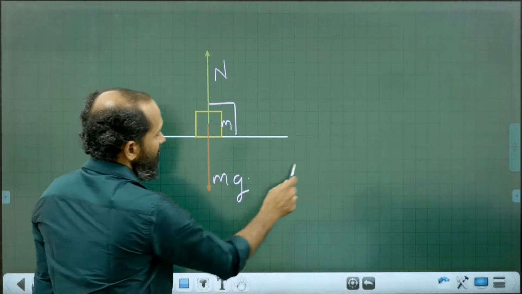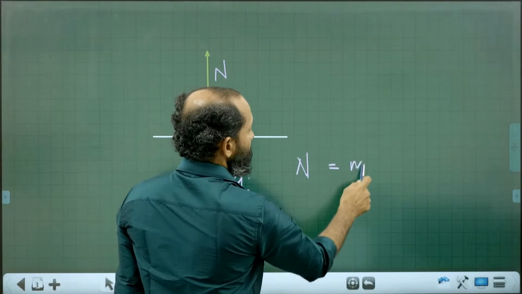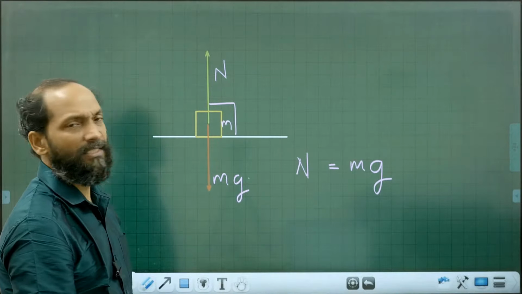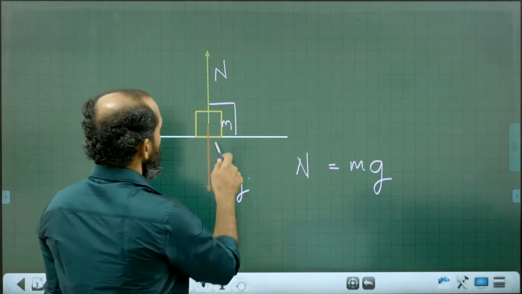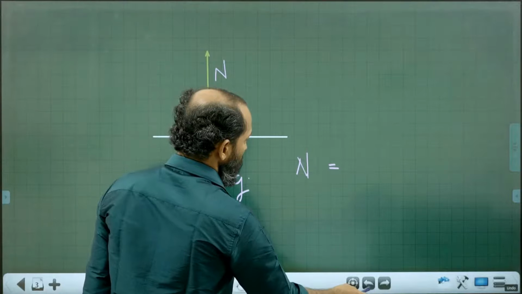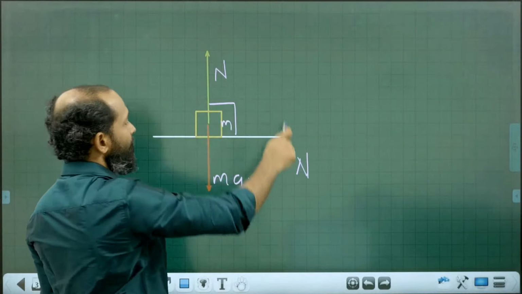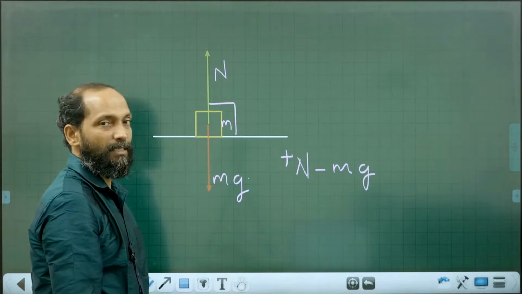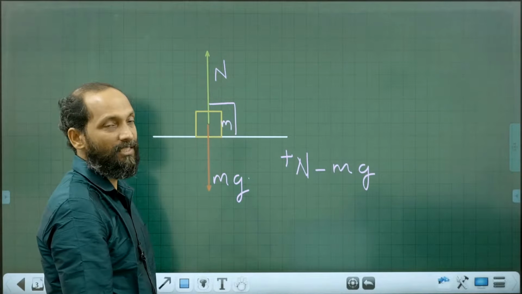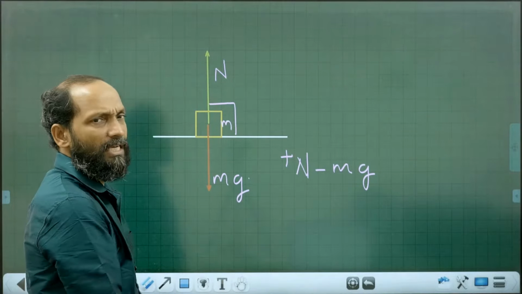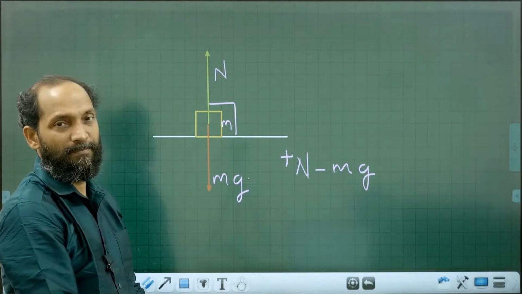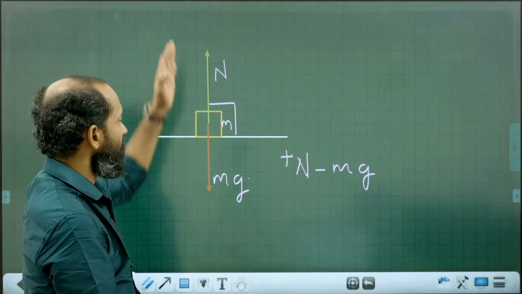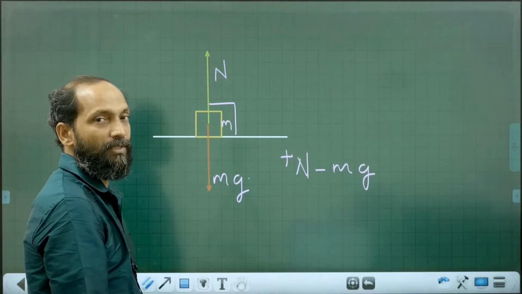Now N and mg are equal. Why are N and mg equal? We use the Cartesian convention. N is acting in the upward direction, plus, and mg is acting in the downward direction, minus. So plus N minus mg is the total vertical force acting here. As force is a vector, we have to follow this sign convention. In the vertical direction, you give plus sign upward and minus sign downward as per the Cartesian convention.